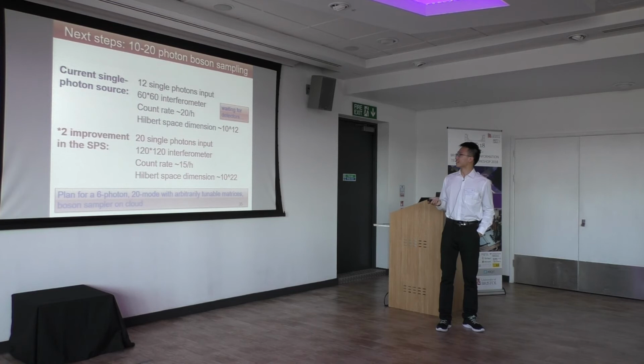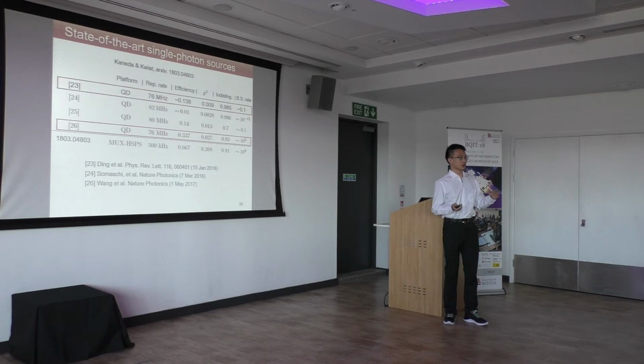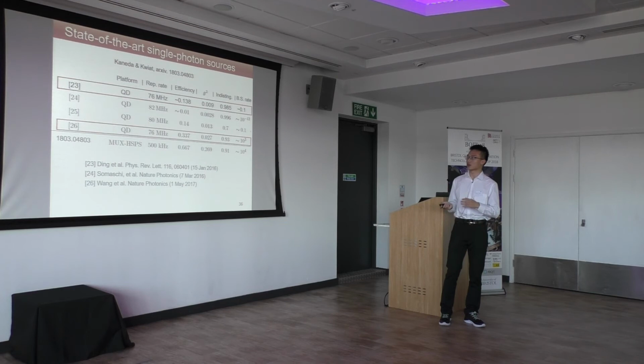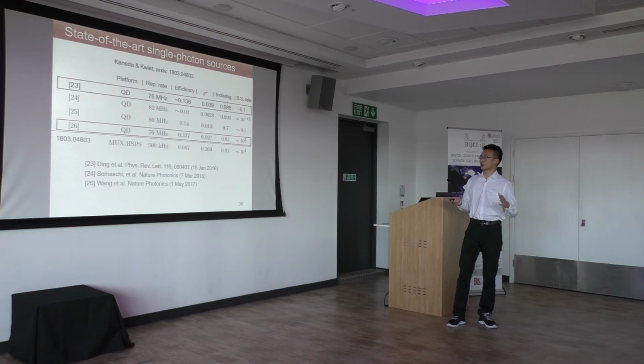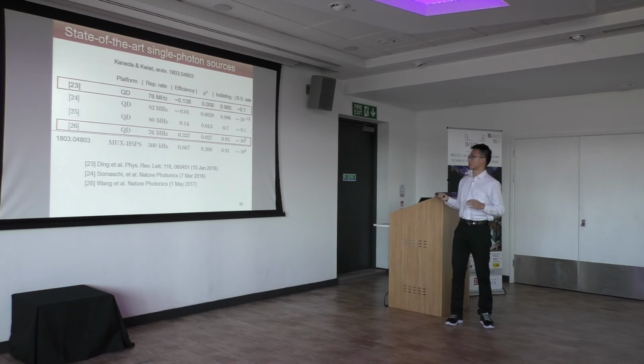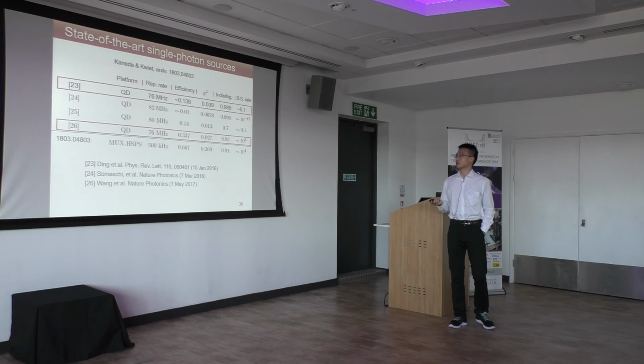So here is a recent paper on arXiv that contains a comparison between state-of-the-art single photon sources. You can see that there are two quantum dot sources boxed in red. So they are ours, and you can see that they are the best to reach high repetition rate, high efficiency, low g2, high indistinguishability, and high boson sampling rate simultaneously. There is also a French group whose similar work is reported, and there was a talk before ours.